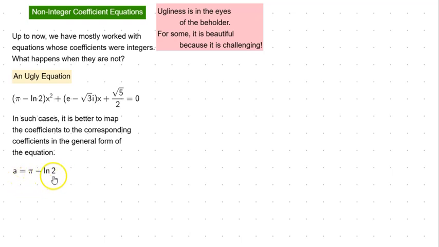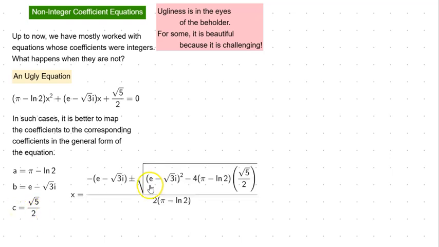So a is equal to pi minus log 2, b is equal to e minus root 3i, c is equal to root 5 by 2. And then we apply the quadratic formula. It is no longer an algebraic problem. It is a numerical problem. Simplifying this into a value for x or values of x because of this plus or minus.